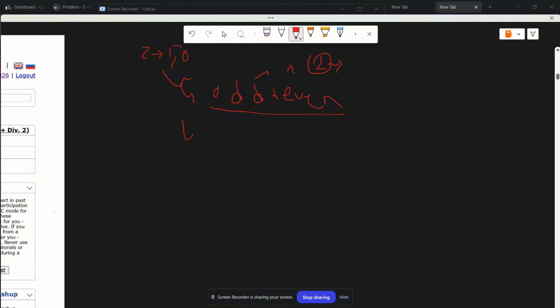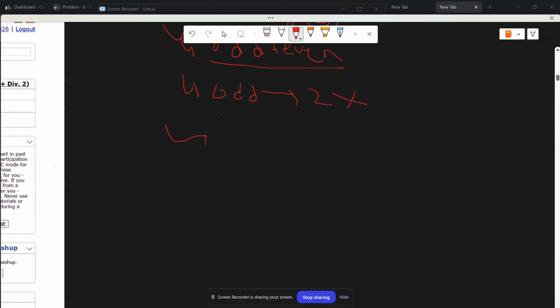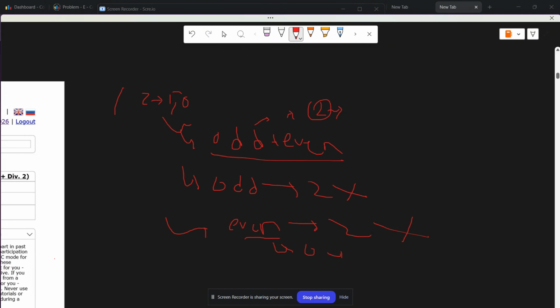But if the array only has odd numbers, then 2 is not the answer. Also, if the array only has even numbers, then also 2 is not the answer. Why? Because all the even numbers are divisible, so they will give remainder only 0, and the problem wants you to have two different remainders. So 2 won't always be the answer.